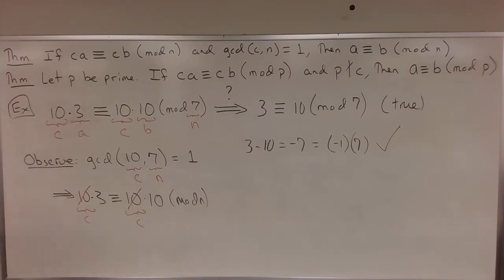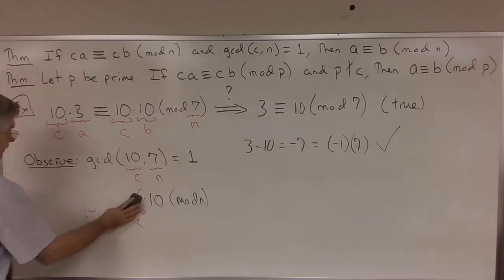Now, let's look at another example. Well, let's look at this example. What the heck? Let's look at it again, but let's apply this theorem. Let the divisor be a prime number. Essentially, this theorem is just a special case of the first one. But let's look at it.